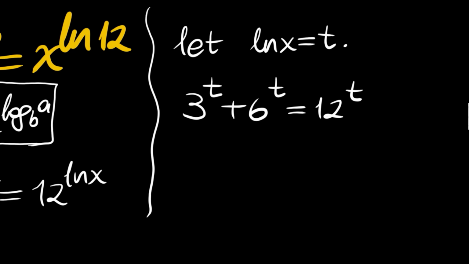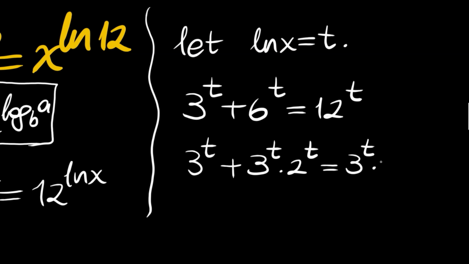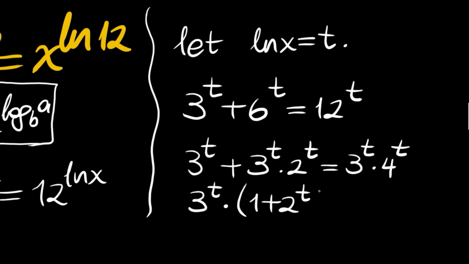Now my friends, since 6 is 3 times 2 and 12 is 3 times 4, we can write this as 3 to the power of t plus 3 to the power of t times 2 to the power of t, and the right hand side becomes 3 to the power of t times 4 to the power of t. And if we factor out 3 to the power of t in the left hand side, we will have 1 plus 2 to the power of t. This is equal to 3 to the power of t times 4 to the power of t.